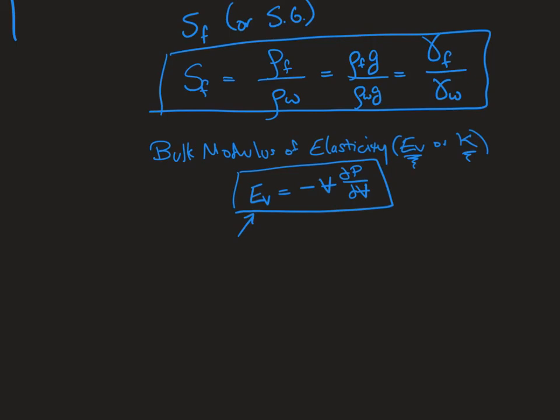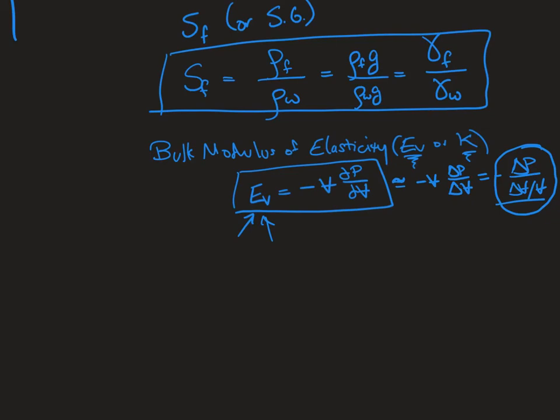So I'm going to try to describe this for you, and kind of rethink this. First of all, I don't want to think in terms of partials, so we're going to do it more discretized. Let's say this is approximately equal to negative V times the change in pressure over the change in volume. Then I'm going to rearrange that to say that it is negative change in pressure over change in volume divided by volume. If we look at that, I think we can piece together what this bulk modulus is all about.